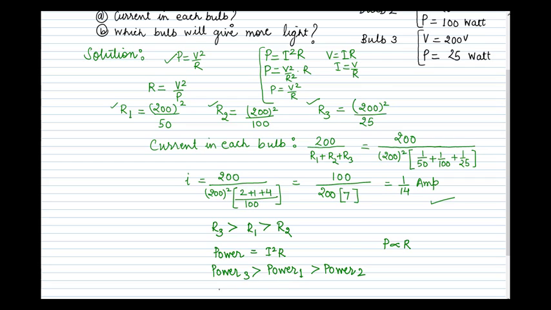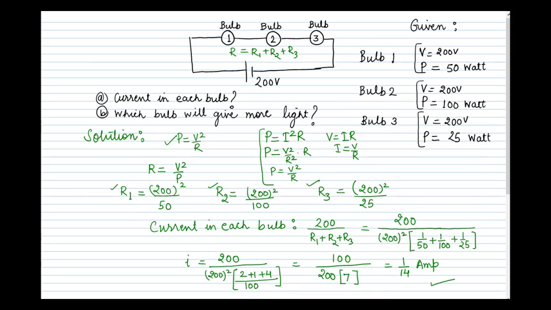So bulb 3 will give more light, and then comes bulb 1 and then bulb 2. So don't use logic if you are not using the formula correctly. Simply use the formula for power, P is equal to I square R. The current is the same, so it will depend on the resistance. If you go to the figure, you see that bulb 3 is of 25 watt, bulb 1 is of 50 watt, bulb 2 is of 100 watt.